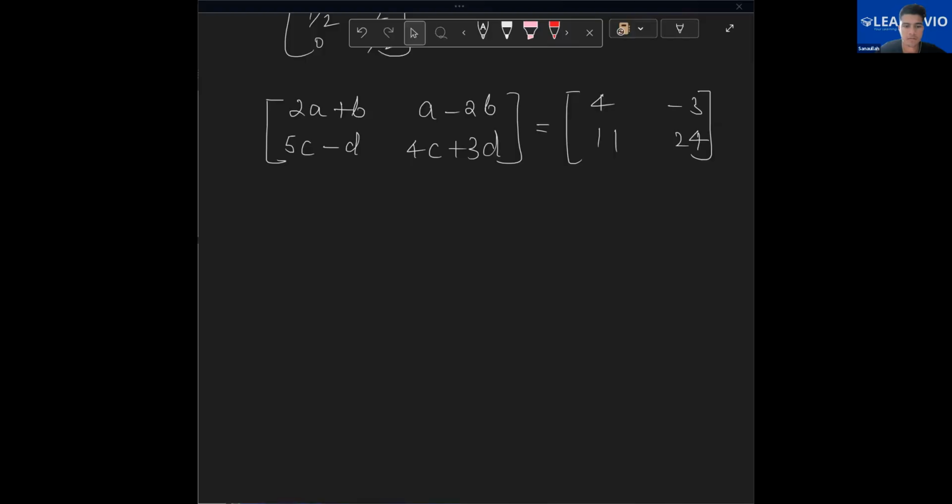Okay, what's your answer? Answer A, B, C, D. A is 1, B is 2, C is 3, D is 4. That is right.